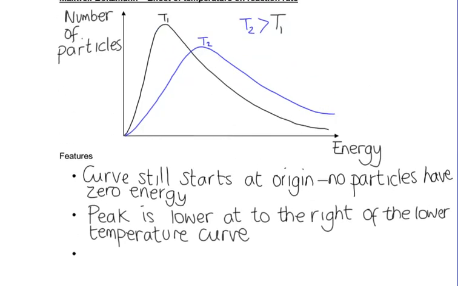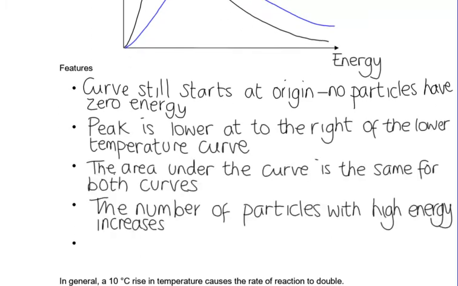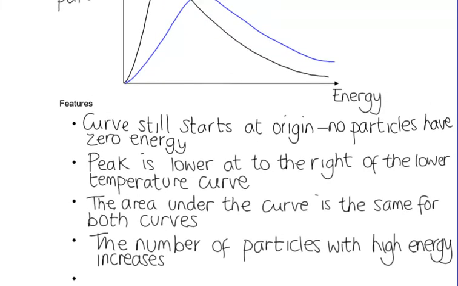What else can we say about this? Well, we need to be able to say that the total area under these two curves is identical, because we haven't changed the number of particles, just the energies that they have. So the area under the curve is the same for both curves, but the number of particles at the higher energy end increases. So why is that important?